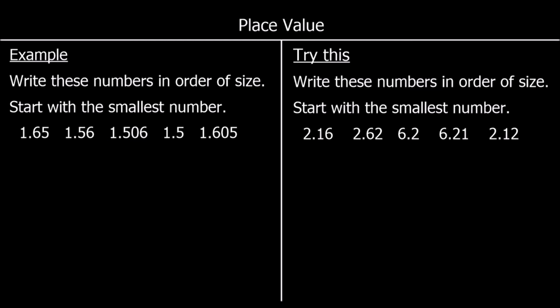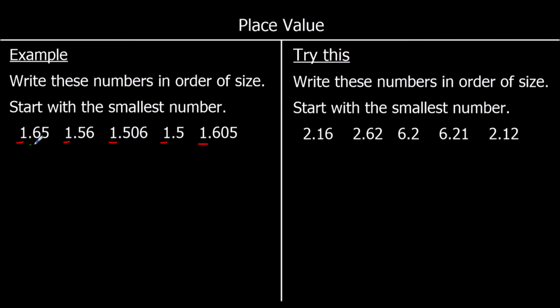Okay, the same sort of question but with decimals this time. So write these numbers in order of size, start with the smallest number. So we're going to start with the biggest column first. In this case it's the ones, but they've all got 1 in the ones. So they're all equal in the ones. So let's move on to the tenths.